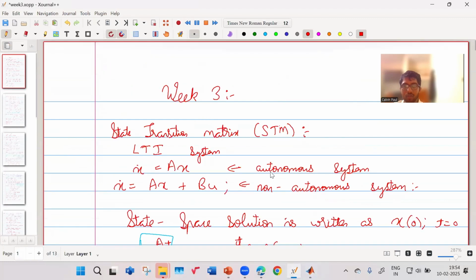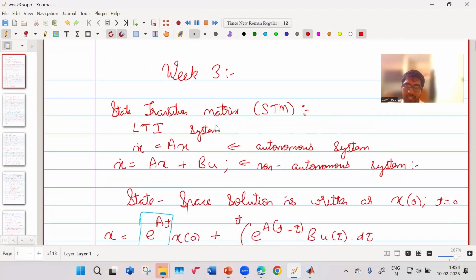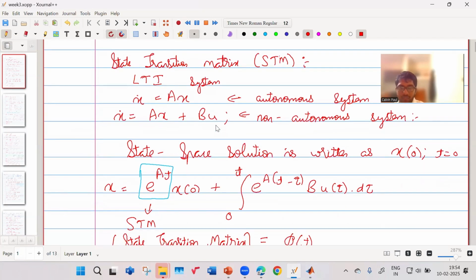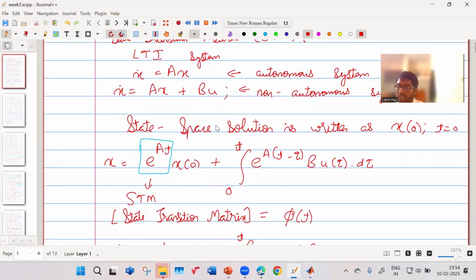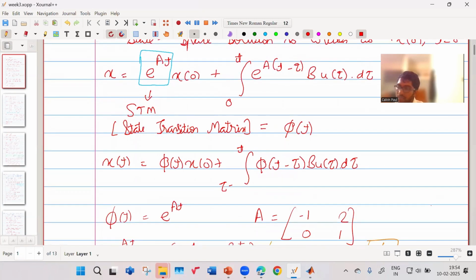Okay, we have solved a lot today. So I talked about what a state transition matrix is, and for a linear time invariant system, how x dot is equal to Ax is an autonomous system, and x dot is equal to Ax plus Bu for a non-autonomous system. And then what the state space solution is, and how we write it down, and how e to the power At is a part of the state transition matrix. Okay, so this is our x of t in terms of the state transition matrix.